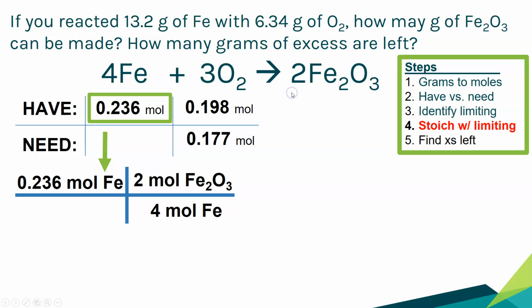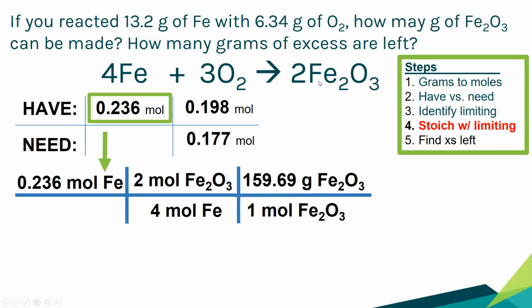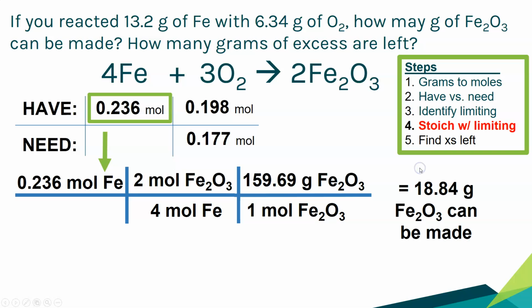Now I use mole ratio to get to my product. Now I use molar mass of my product to end with how many grams I can make. So I find out with this amount of iron and this amount of oxygen, I'm going to be able to make that much product.